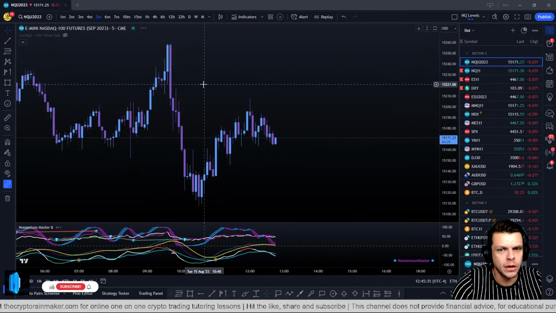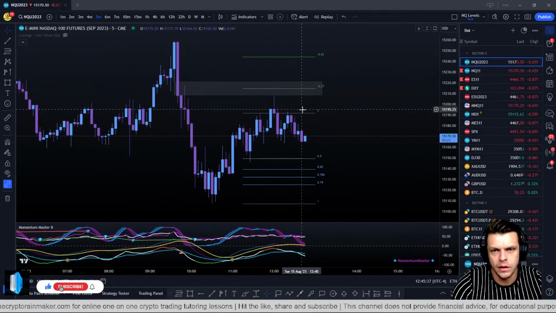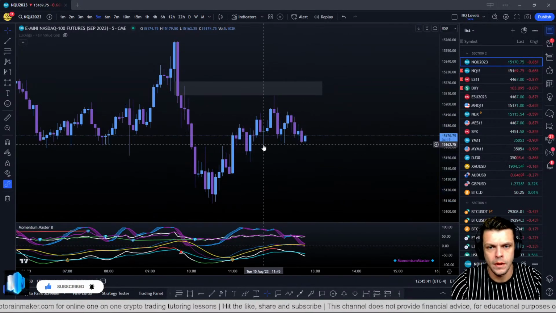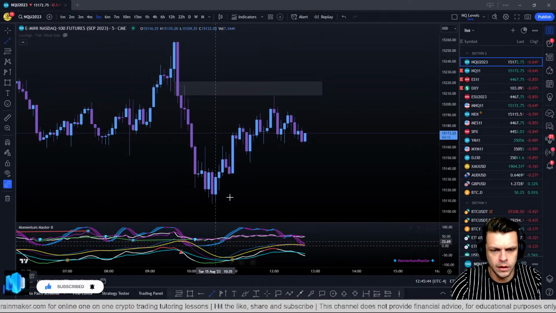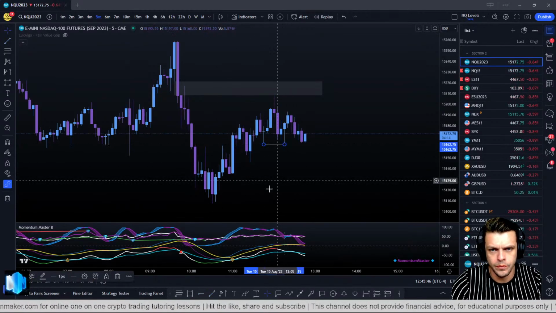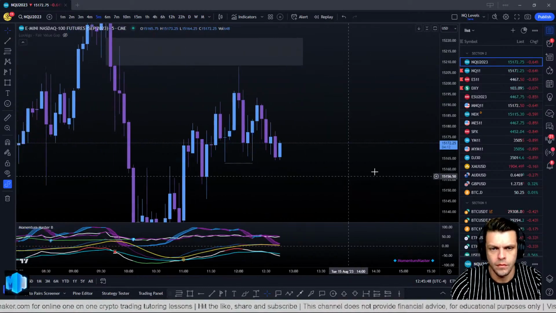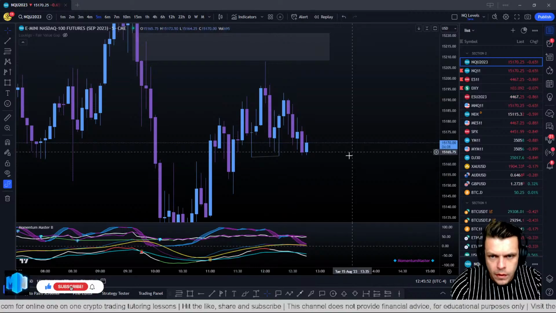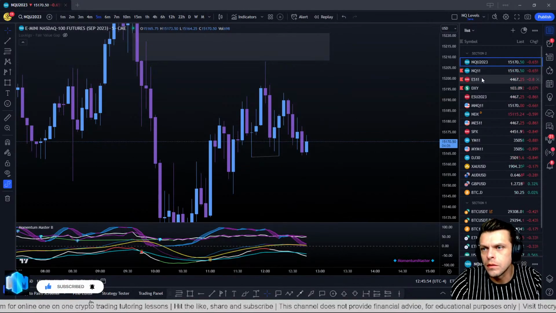Quickly see what's happening on the 5 minute for the Nasdaq. So yeah, the same thing, we have these relative equal lows. Did it tap into it? Not yet.